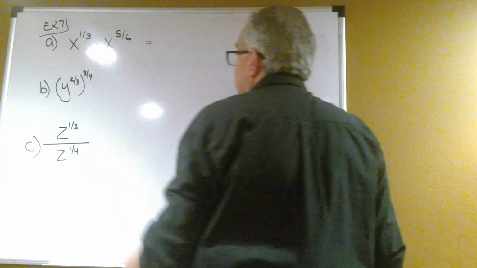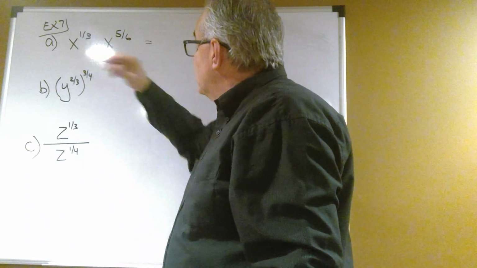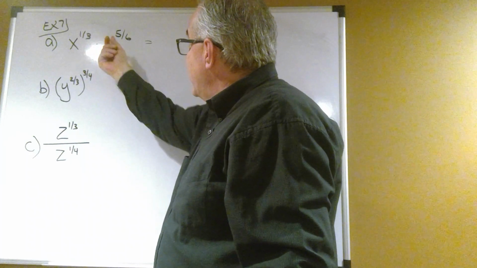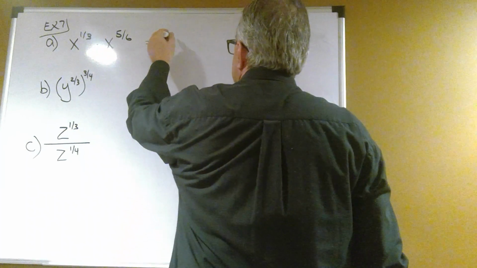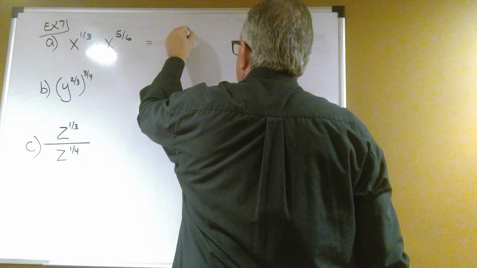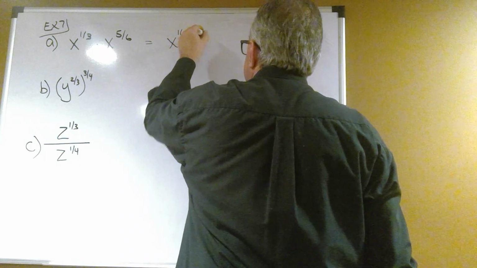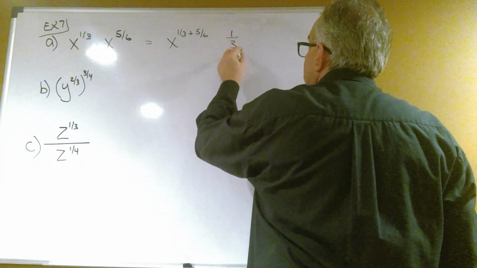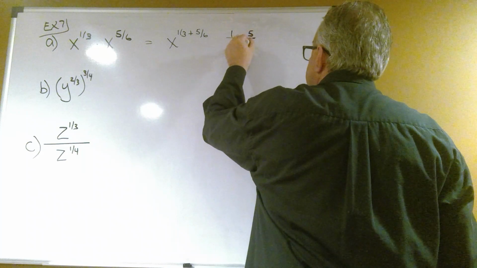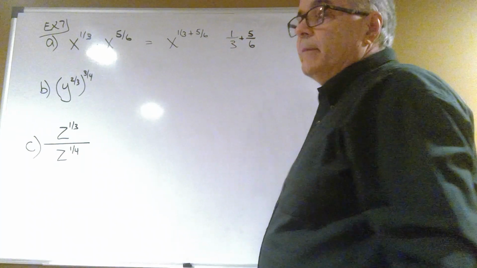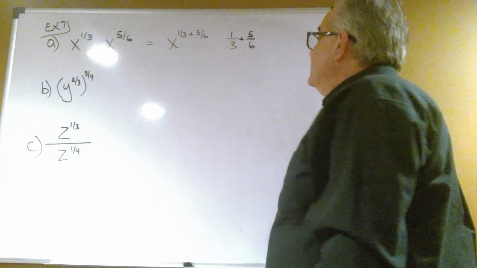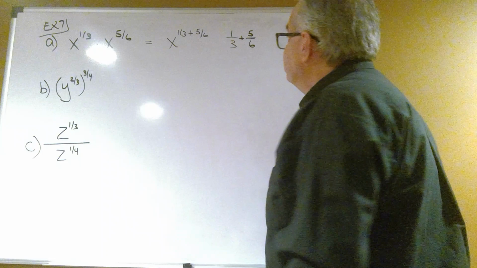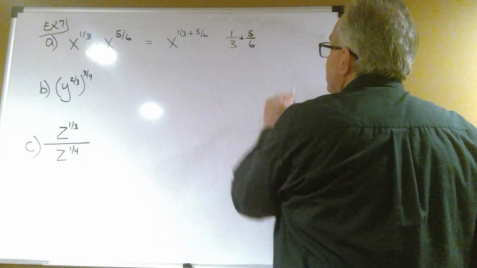This is the property called the product rule. I want to use the product rule where my bases are the same, so I can add the two fractions. So this is going to be x to the 1/3 plus 5 over 6. What is 1/3 plus 5 over 6? We need to get the denominators the same, which you've all become pretty good at, which I'm really happy about.